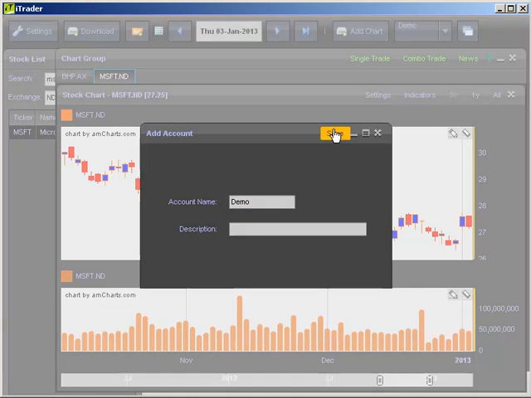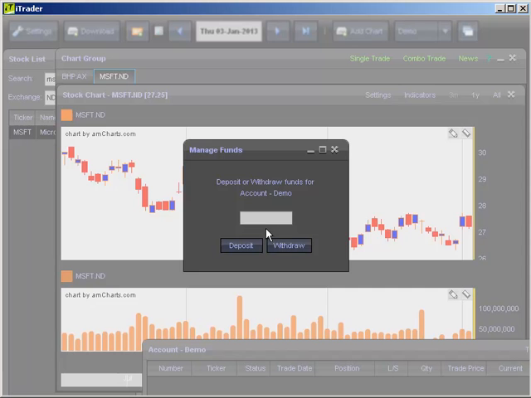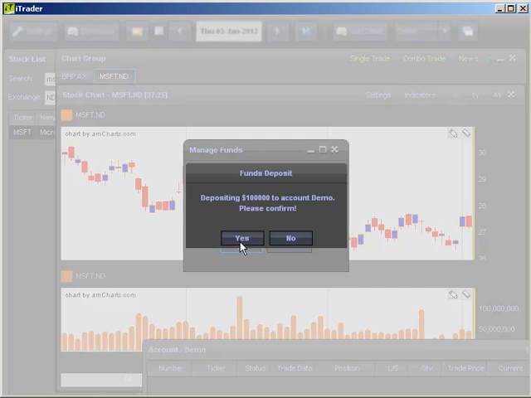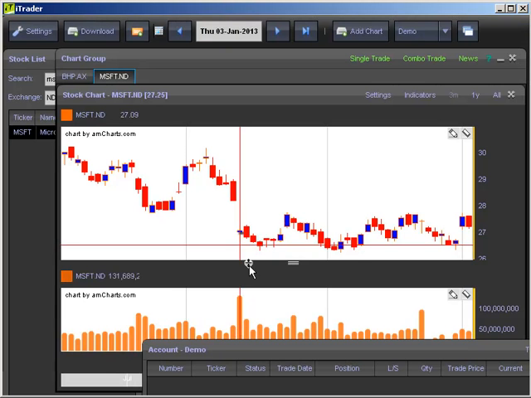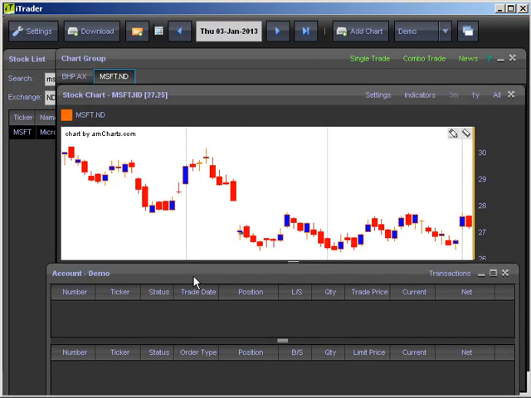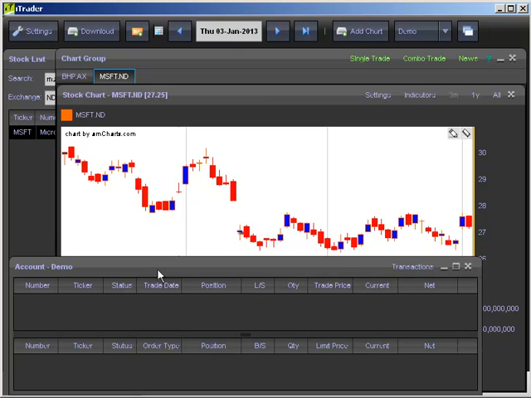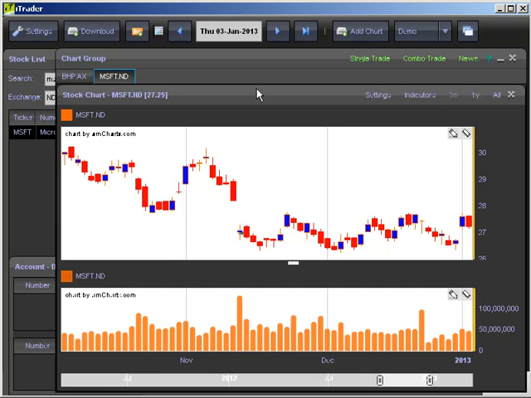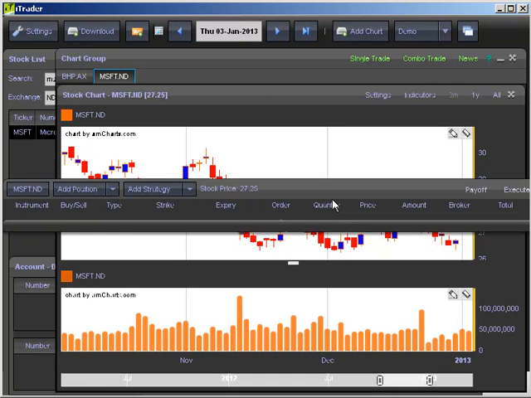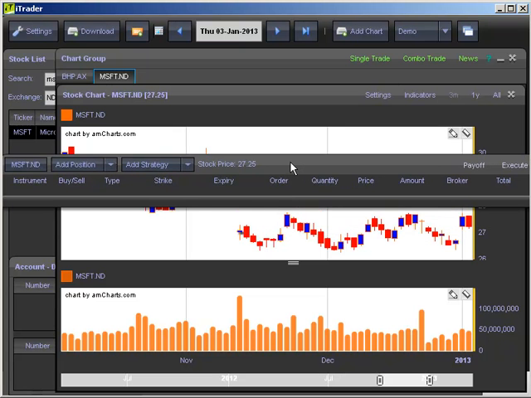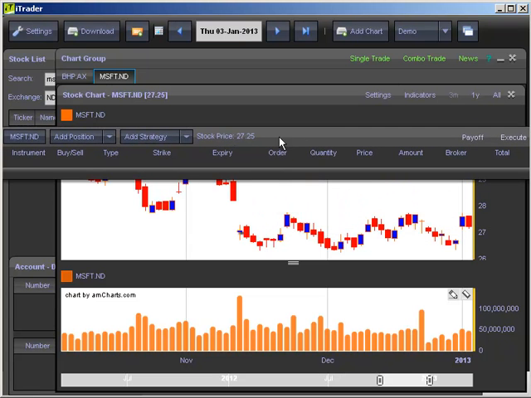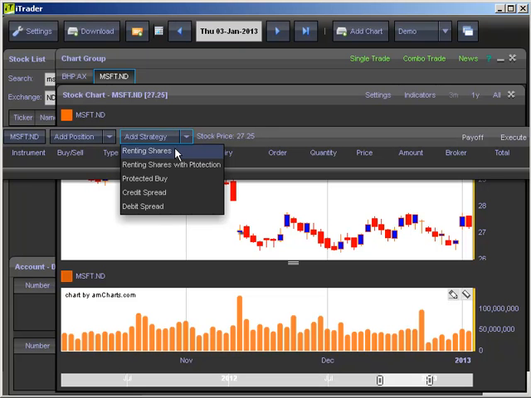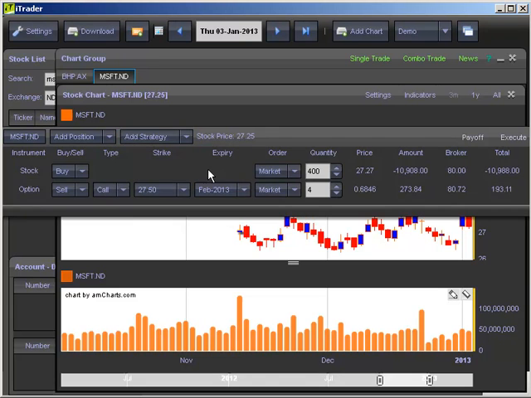Let's call it demo for now. And yes, I'll add some cash to that account. Okay, that's our account down there. Okay, now let's go and do this trade. Now again, I apologise for the cramped nature of this window. So the strategy, we're going to use the renting share strategy, as we've said.